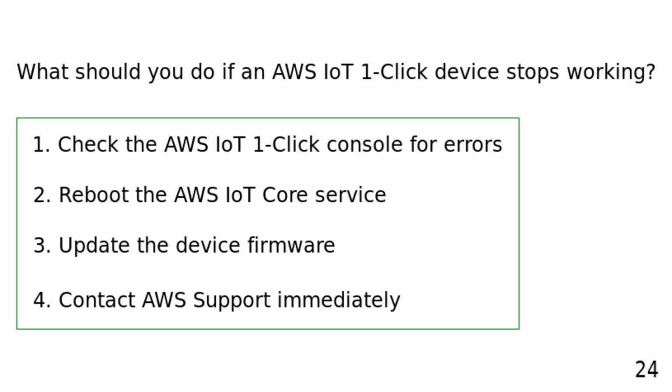What should you do if an AWS IoT one-click device stops working? Check the AWS IoT one-click console for errors. Reboot the AWS IoT core service. Update the device firmware. Contact AWS support immediately.